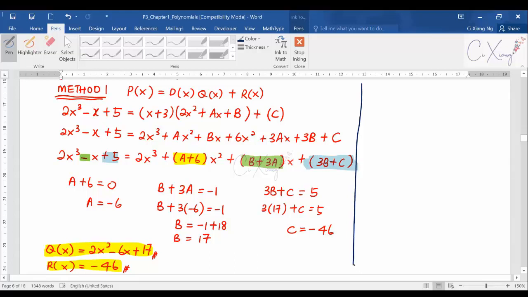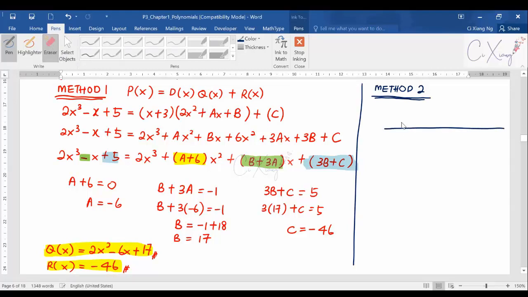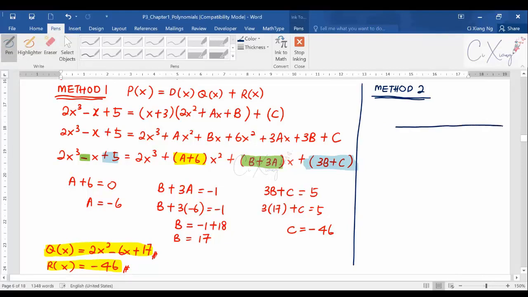For method number 2, it is long division. To me, long division is actually quite convenient because the steps are pretty short and it's very easy to understand as well. Just that there are some tricky questions where you might feel a bit confused if you use method number 2. So it depends. But for most questions, I would say method number 2, the long division.